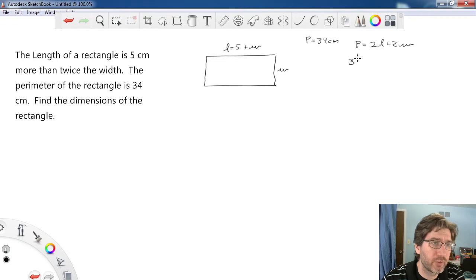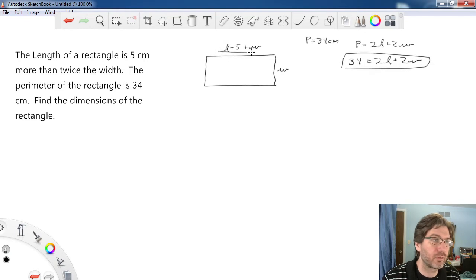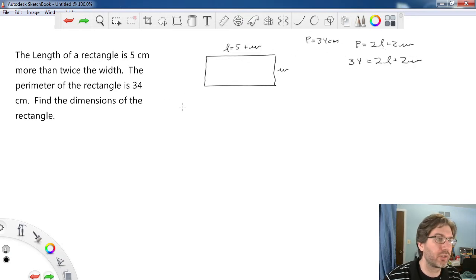So P is 34, so that's going to be 34 equals 2L plus 2W. And we also know what L equals. Not exactly what L equals, but we have something that equals L. So let's substitute that in for L as well, because we're looking at this equation and this equation, our 2 equations. So I got 34 equals 2 times, and this is times the quantity of whatever this is, 5 plus W, and then plus another 2W.